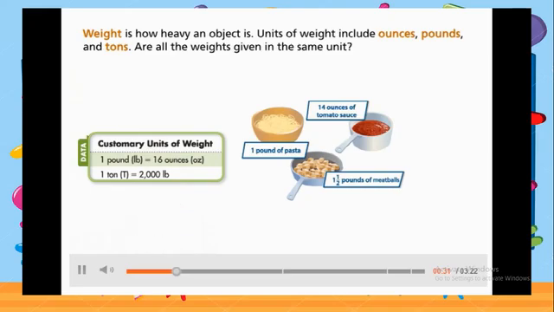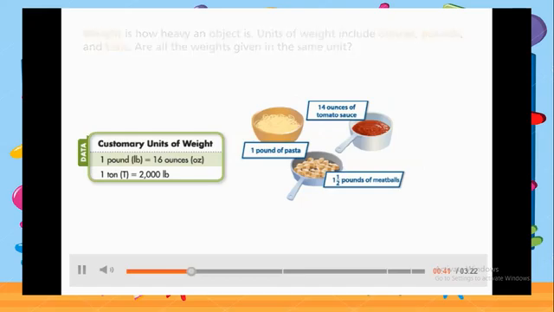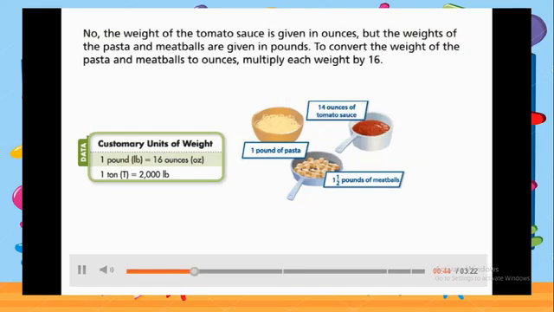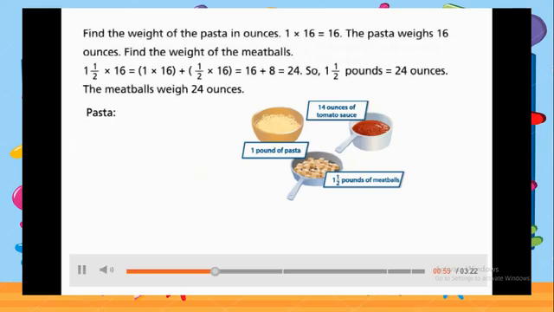Weight is how heavy an object is. Units of weight include ounces, pounds, and tons. Are all the weights given in the same unit? No. The weight of the tomato sauce is given in ounces, but the weights of the pasta and meatballs are given in pounds. To convert the weight of the pasta and meatballs to ounces, multiply each weight by 16. Find the weight of the pasta in ounces. 1 times 16 equals 16. The pasta weighs 16 ounces.